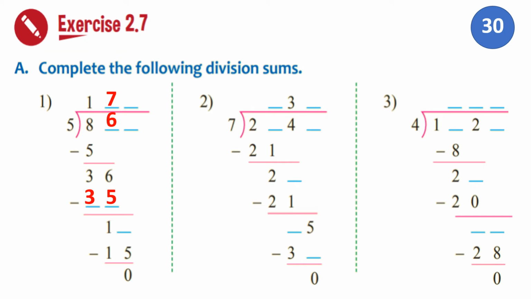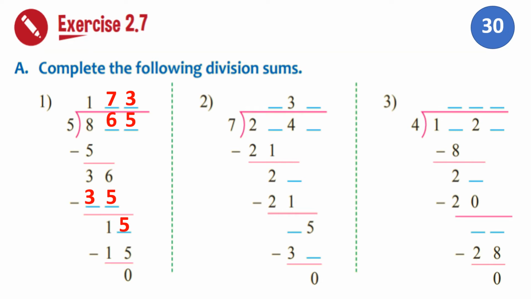Okay? Then you don't have the number here, but you have here subtracted by 15. To make it 0, the number here is 5. That's why the number up here is 5. 15 divided by 5 is 3. 3 times 5 is 15. 15 minus 15 is 0. Correct, students? Please check your answer number 1.